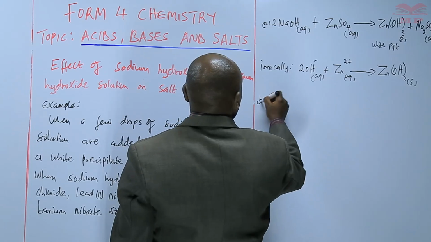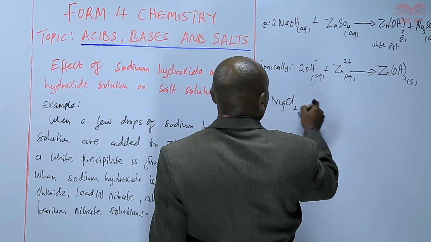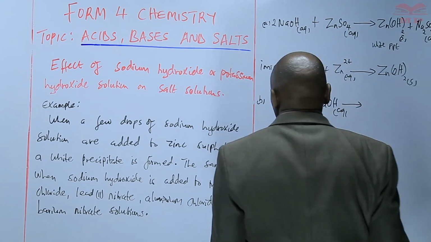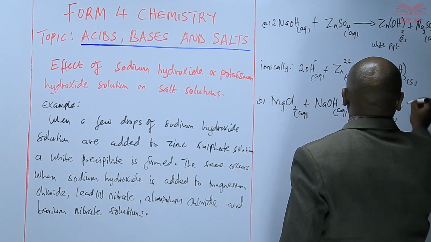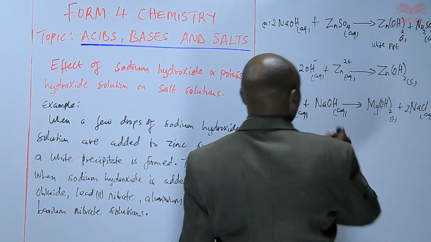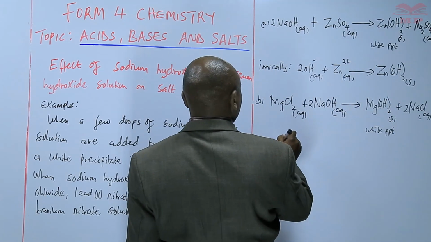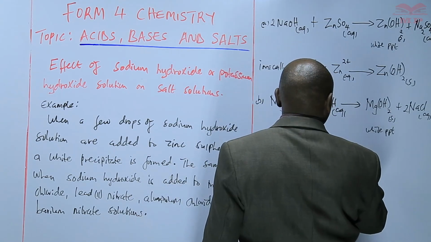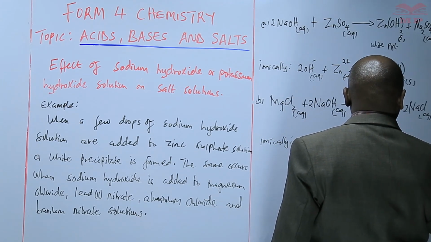The same happens with magnesium chloride. You add sodium hydroxide solution to all of them to get a white precipitate. So here is magnesium hydroxide, which is the white precipitate, plus sodium chloride. Balance the equation. This is a white precipitate as well. Ionically, magnesium ions plus hydroxide ions from sodium hydroxide form magnesium hydroxide, which is the precipitate.